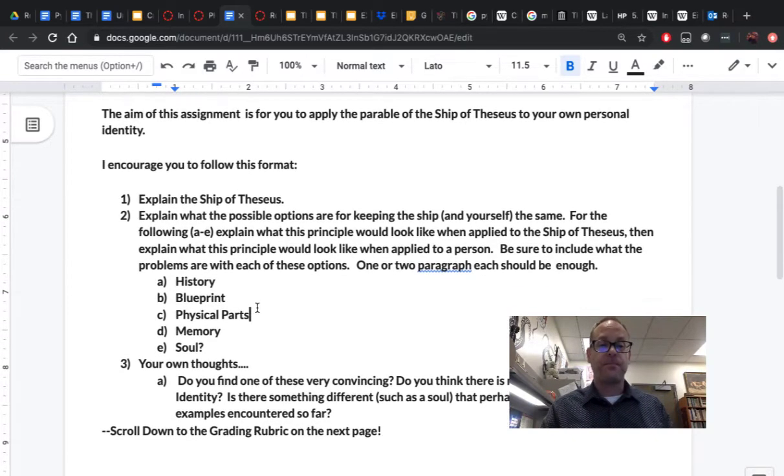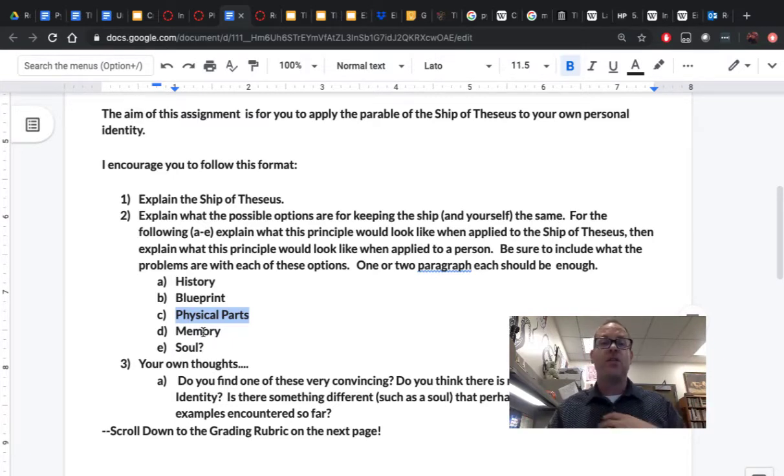Next, the physical parts that make up the person, or the ship. In this case, the ship is itself because of the parts that it's made out of. So, again, you would have a lot of different ships here. Every time I moved a part out, I would have a new ship. Does this make sense when we apply it to people? Are you a different person because you have an egg in the morning?